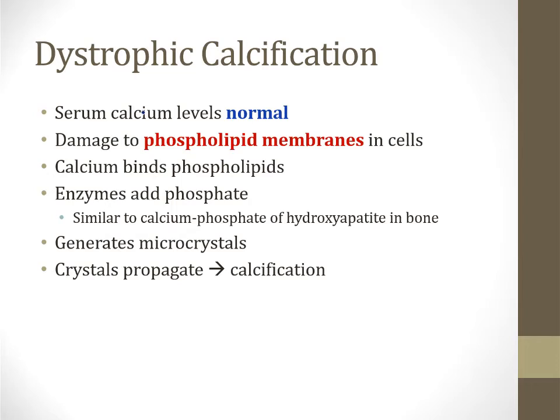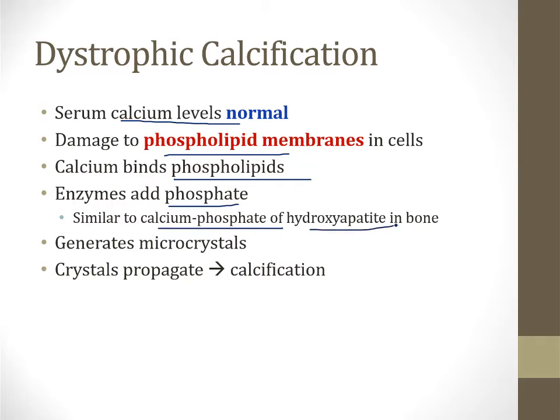Dystrophic calcification is entirely the result of necrosis. It has nothing to do with elevated calcium levels in the serum. Serum calcium levels are normal in patients who have dystrophic calcification. It's believed to be caused by damage to phospholipid membranes in cells. When this happens, calcium can bind the phospholipids, and then there are enzymes in the cell that add phosphate to the calcium. And this basically is a process similar to the deposition of calcium phosphate in hydroxyapatite in bone.